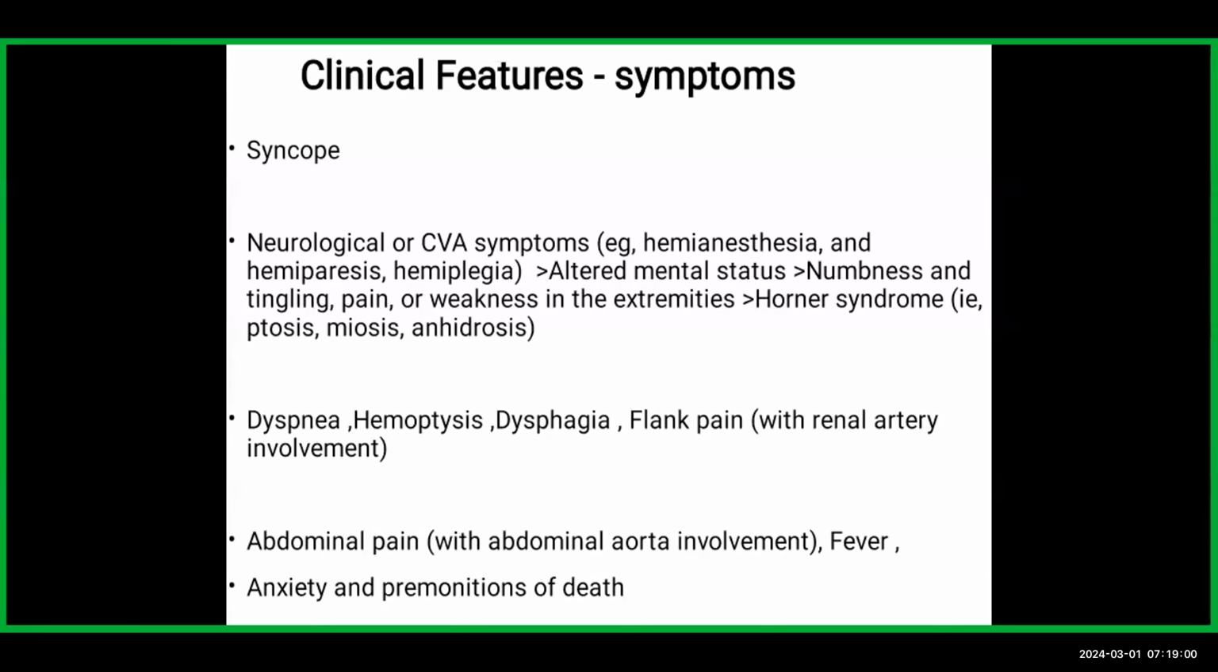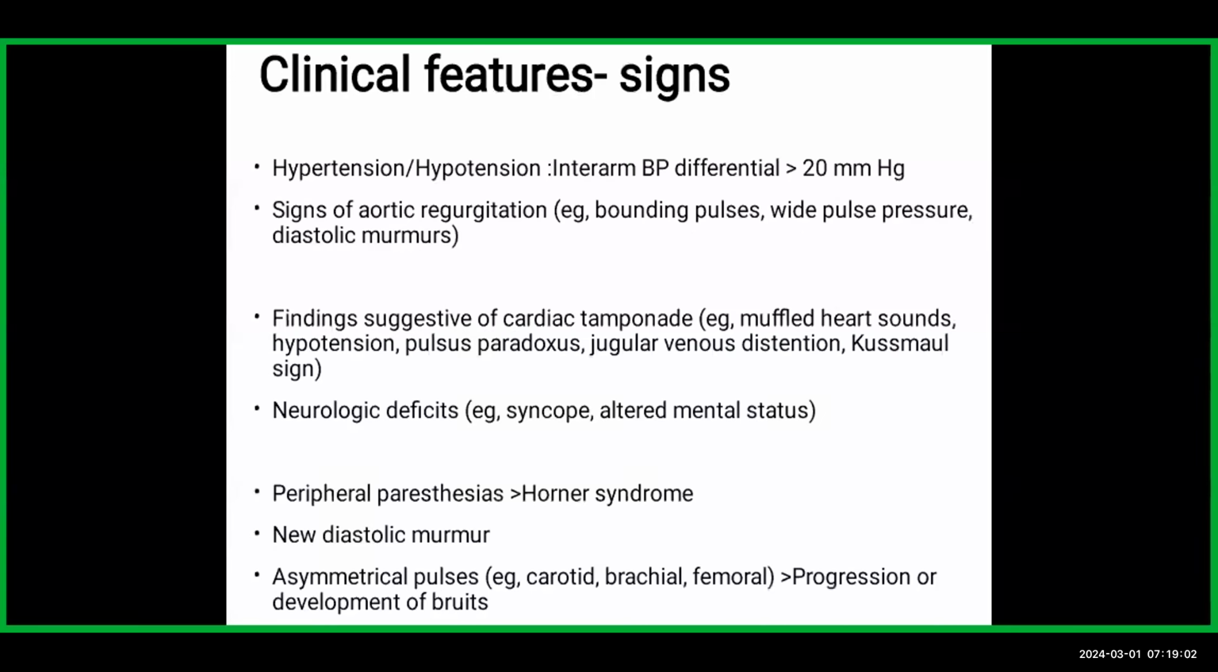And next slide, please. The clinical features that they will present with: they can have a blood pressure difference, just like the clinical case scenario that was painted. Interarm blood pressure difference being greater than 20 millimeters of mercury. When you see that, you'll want to suspect an aortic dissection.